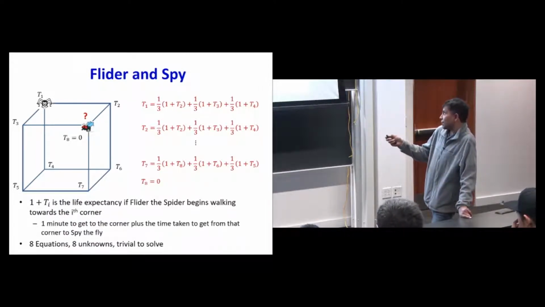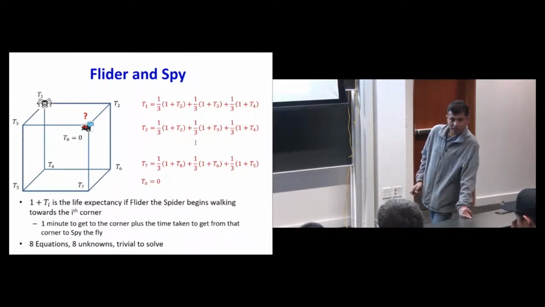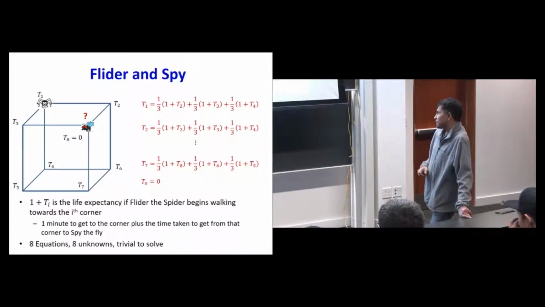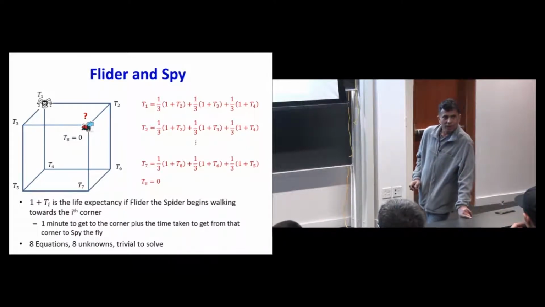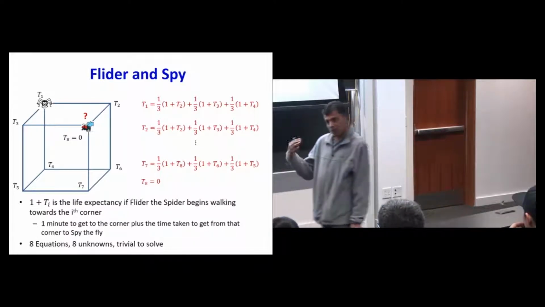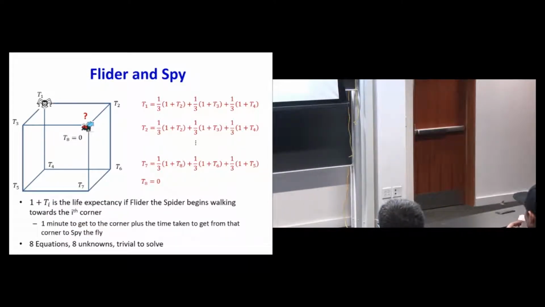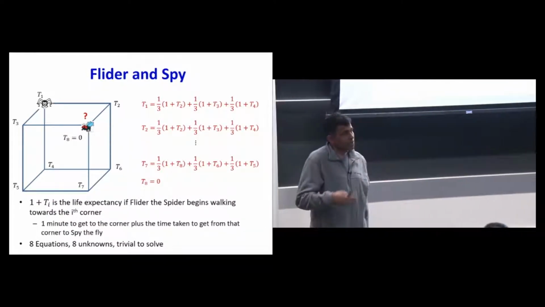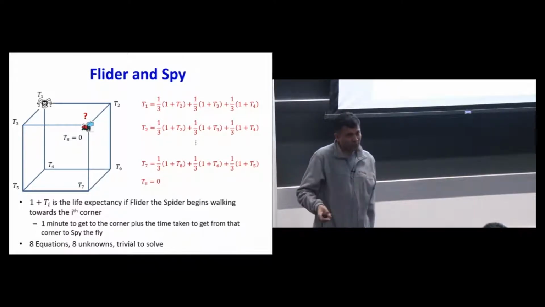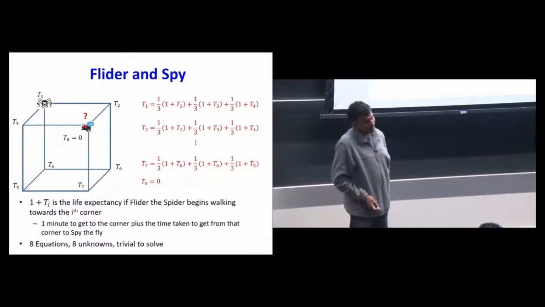And I can write the same for each of these 8 corners, except for T8, it's 0. And so now I have 8 equations, 8 unknowns. These are linear equations I can solve. I can compute the life expectancy of the fly, right?